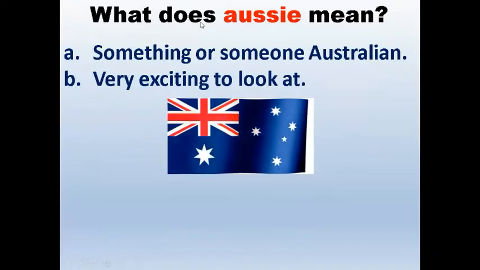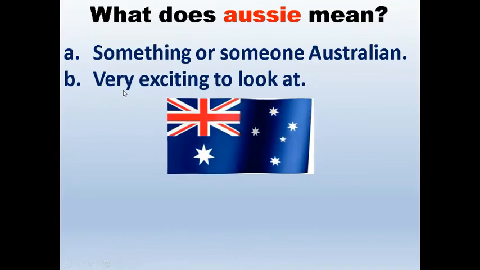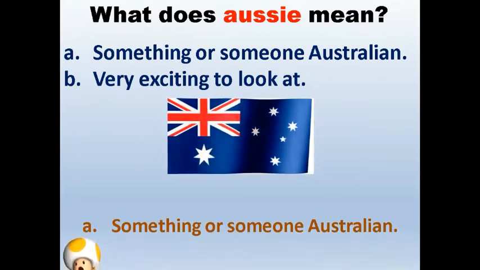Let's see letter C. What does Aussie mean? Something or someone Australian or very exciting to look at? Are you sure? Yes, great. It is something or someone Australian, of course. Great job.